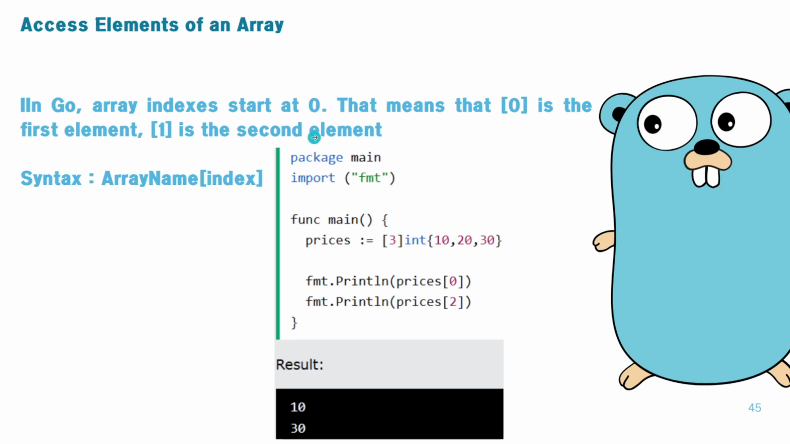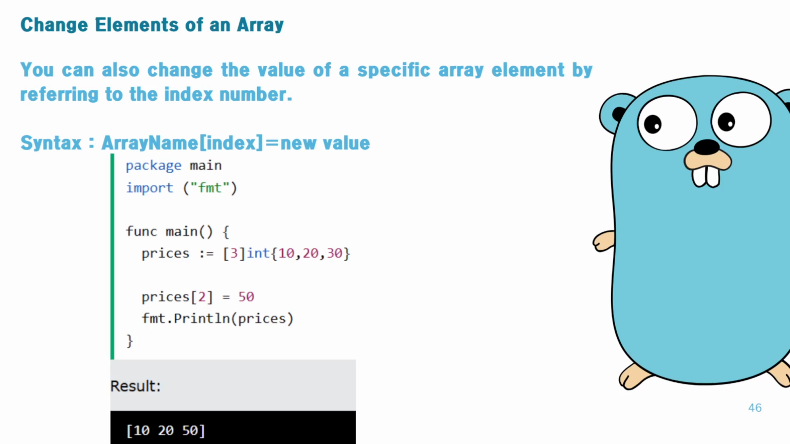In Go, array indexes start at 0. That means if we want to access an element, 0 is the first element and in square brackets 1 is the second element. Here we have declared an array with values 10, 20, 30, and if we want to access its value, we basically have to just write the array name and, in square brackets, the index of the value that we want to access. To change the elements of an array, we can use the equal operator with the array name and index just to update the value of an array. You can also change the value of a specific array element by referring to the index number.